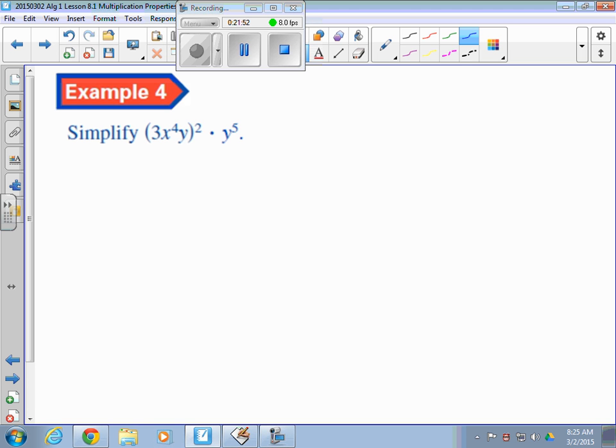All right, let's take a look at it. We have 3x to the fourth y squared. So you might want to take this and separate it to where you can see everything. The factors of this are 3 times x to the fourth times y. Again, that's not a necessary step for everybody. If you can see it without having to do that, that's fine. Then make sure everything gets squared. That gets squared, this gets squared, and this gets squared.